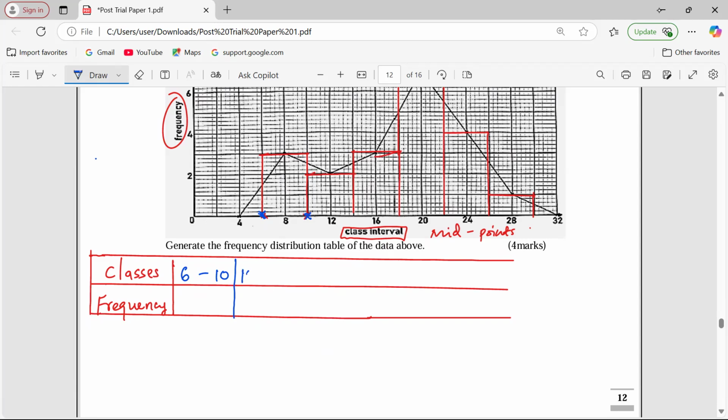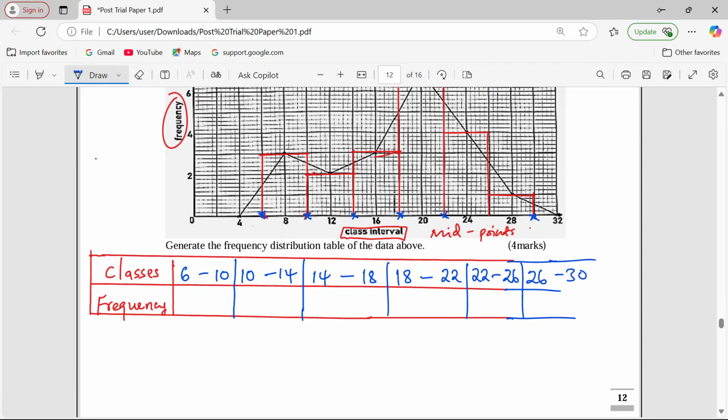Then the other class is starting from 10 all the way to 14. Then the other class is starting from 14 all the way to 18. Then the other one is from 18 all the way to 22. Then the other one from 22 all the way to 26. Then the other one is from 26 all the way to 30.